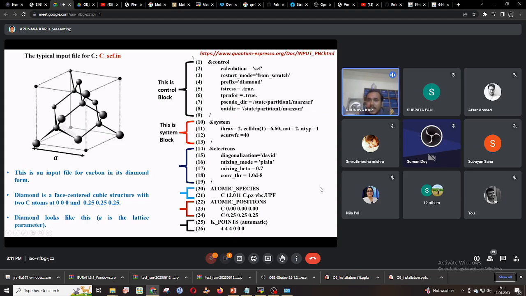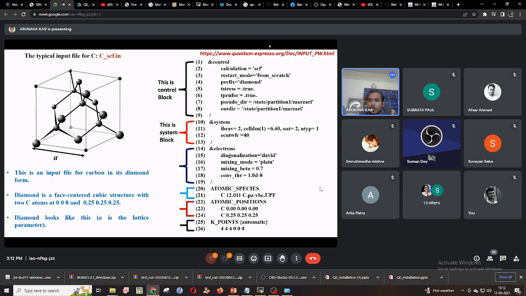We are just trying to understand how we can give an input file to Quantum ESPRESSO. So this is a typical input file. Here you can see there are 26 lines. We need to provide this to the system to run the code. There are different blocks which I have marked in different colors, and we'll discuss what every line says.